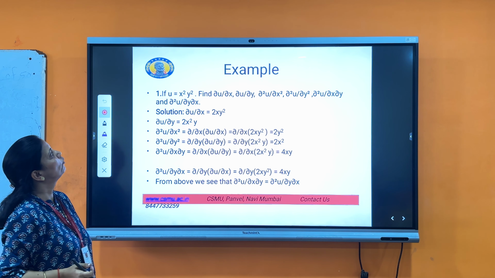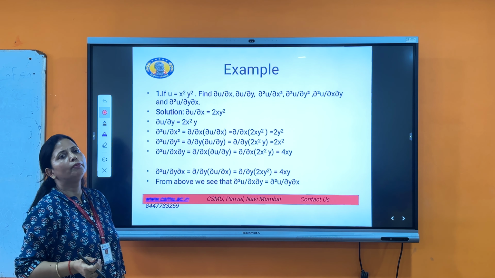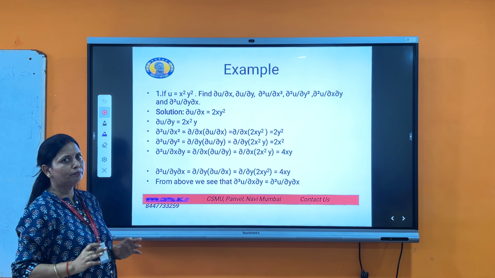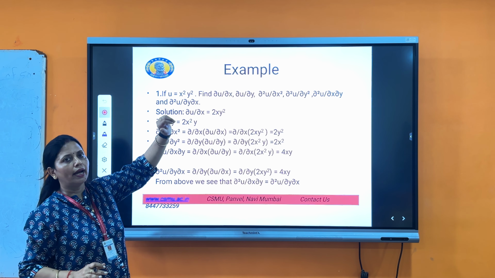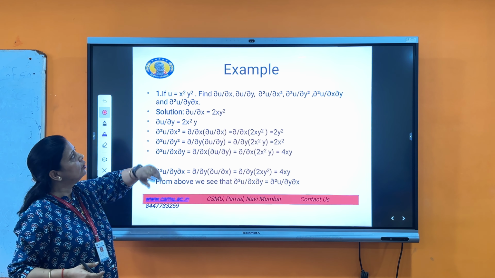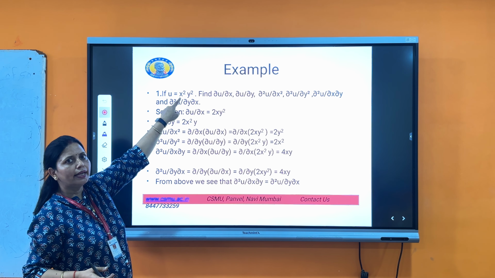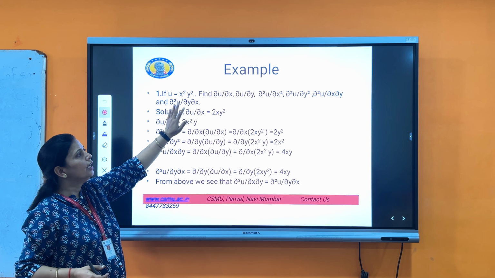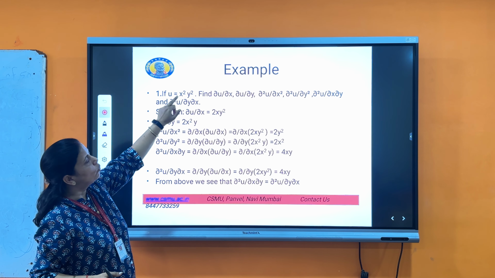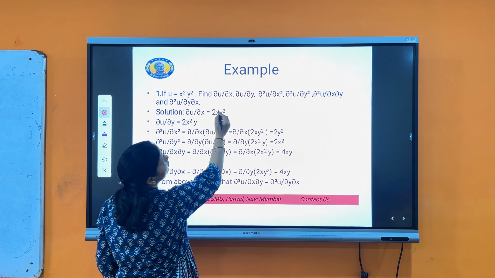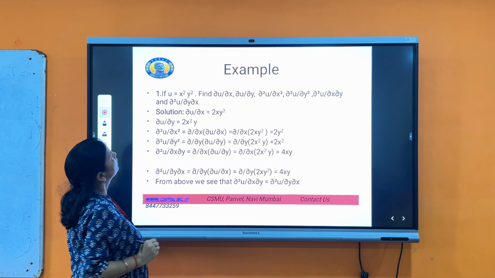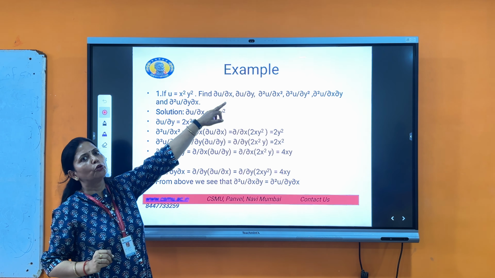Suppose we are given the problem u equals x square plus y square. Here we use the partial derivative because u is a function of two variables, x and y. When we differentiate with respect to x, y will be treated as a constant, and when we differentiate with respect to y, x will be treated as a constant. So to find all the derivatives, first find ∂u/∂x.